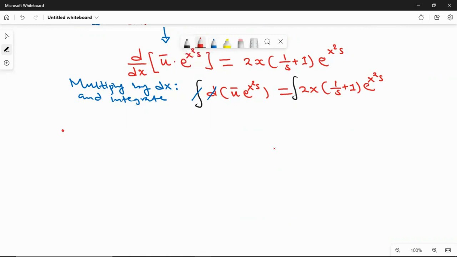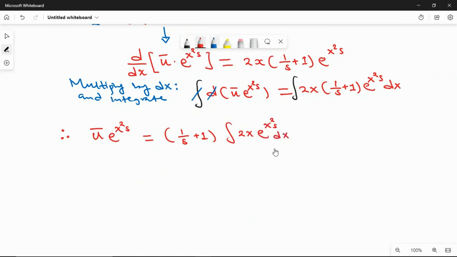So therefore, u bar exponential x squared s is equal to, look at 1 over s plus 1. That is a constant, because here there's dx. Remember there was dx here because I was multiplying by dx. So take note, you're integrating with respect to x, so anything that does not depend on x, you can factor out. So we'll have 1 over s outside plus 1, the integral of 2x exponential x squared times s dx.